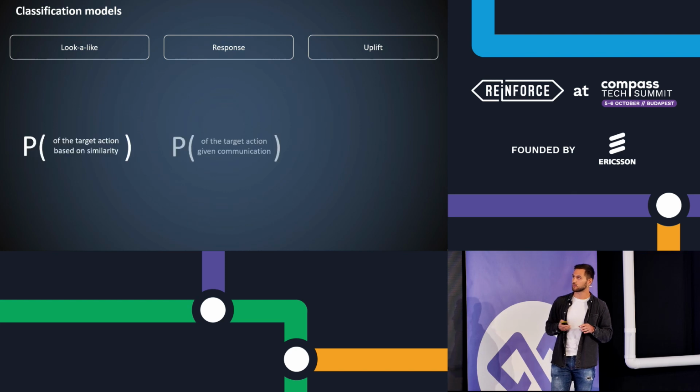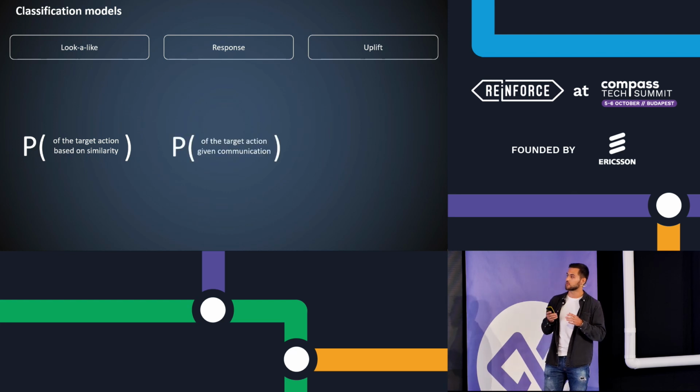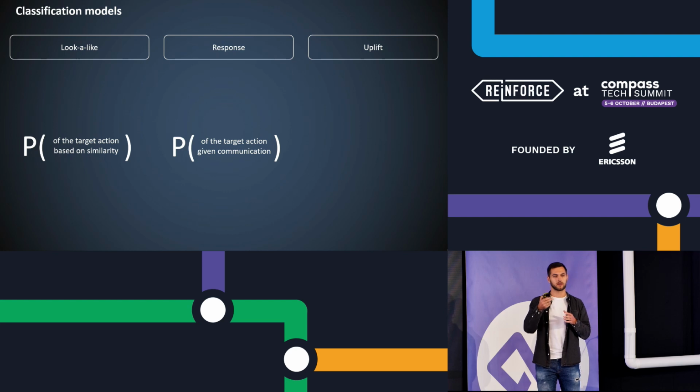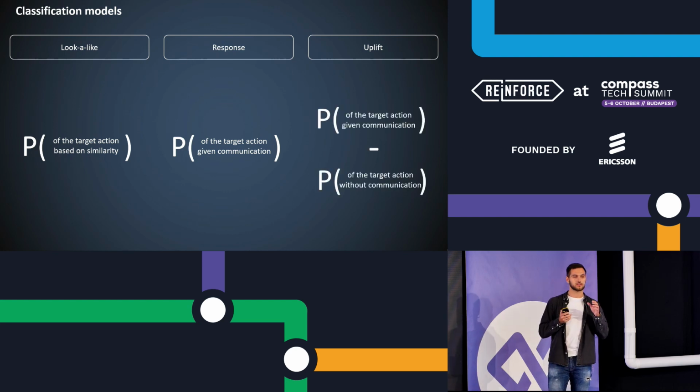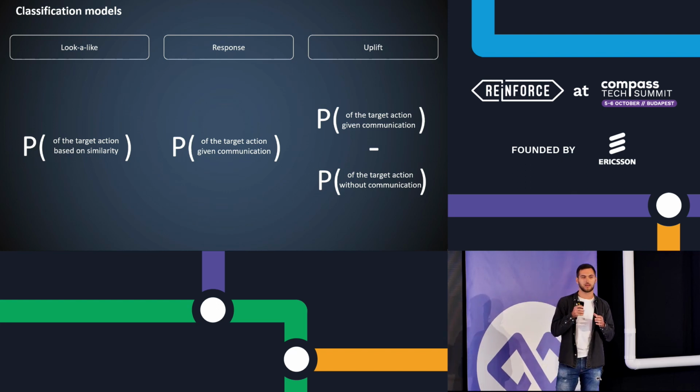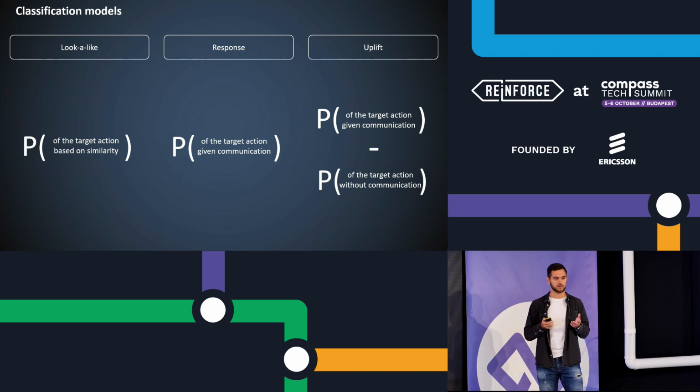For lookalike modeling, the target would be the probability of a target action based on similarity. We will talk about some examples later, but response modeling is about the probability of target action given communication. And for uplift models, it's the probability of target action given communication minus the probability of target action without communication. What does it mean, basically?